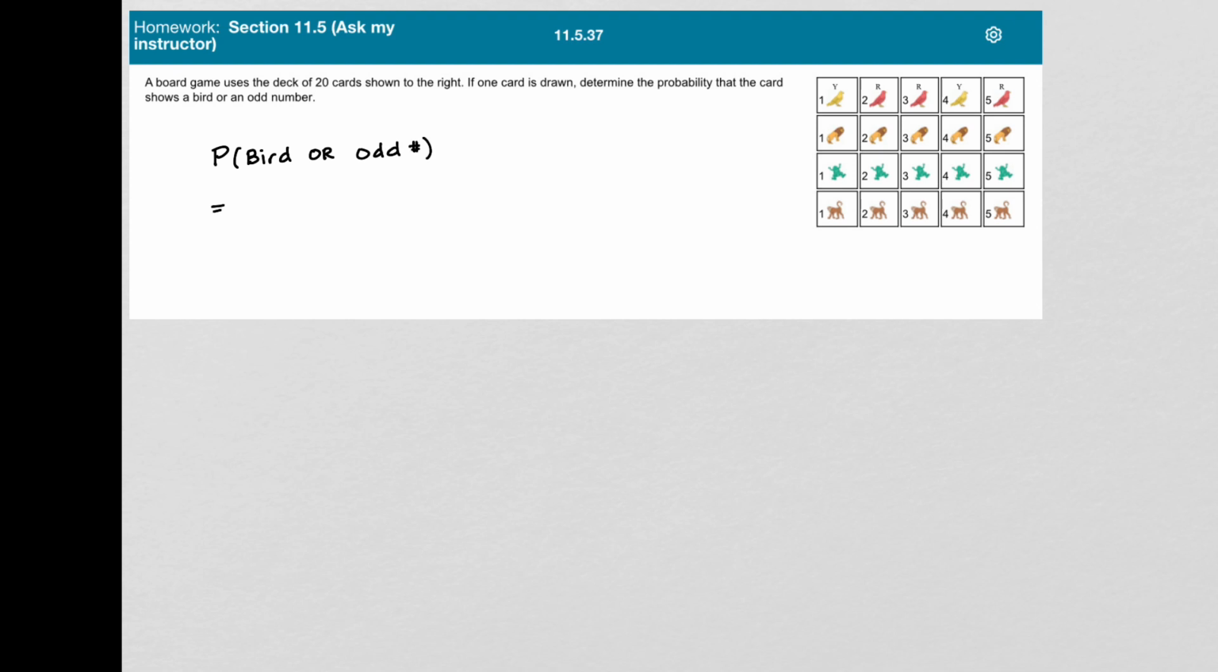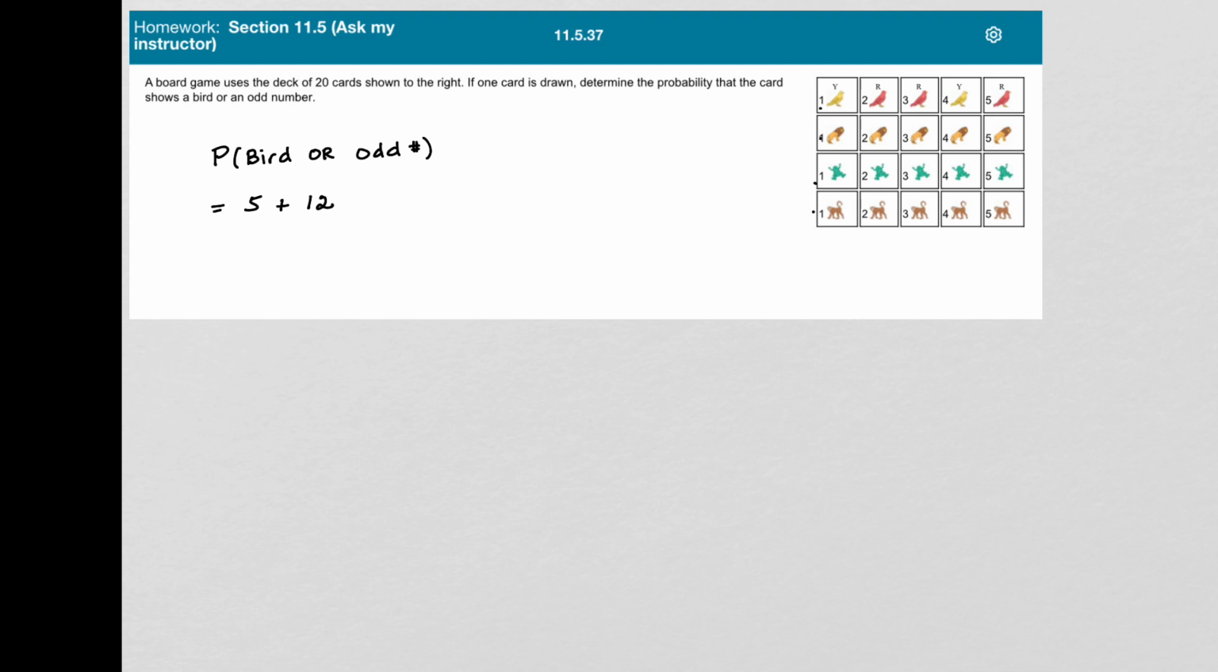So I'm going to start by counting the number of birds, and that is 5 birds. And then I look at how many are odd. We've got all of the ones. There's 4 ones, 4 threes, and 4 fives. So that makes 12 odd numbers.